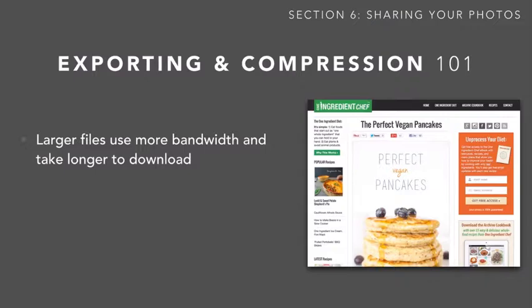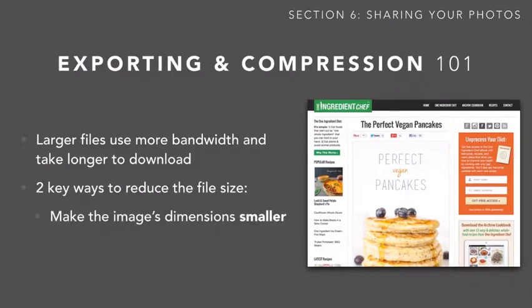And there's two key ways of reducing your file size. The first is to simply make the image smaller. For example, a 500 pixel image has the area that's a quarter of the size of a 1,000 pixel image. So if you reduce the actual physical size of your image, the result will be a much smaller file size.